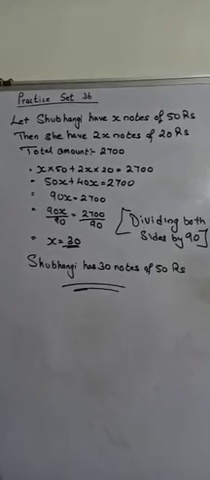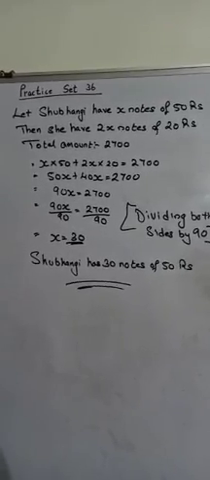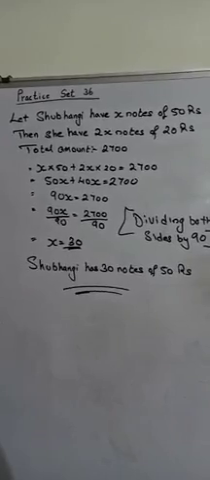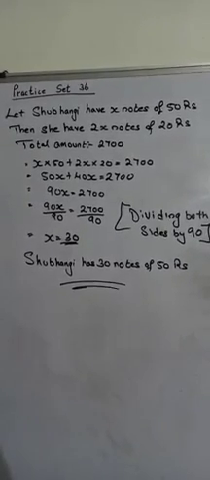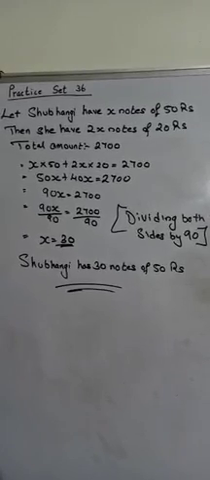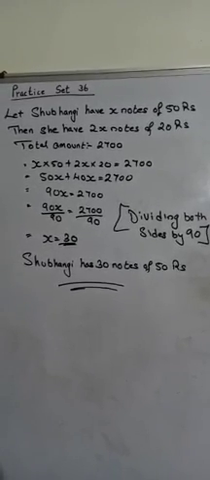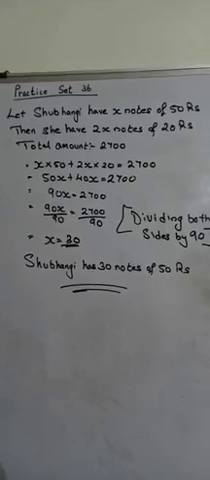Practice set 36, sum number 6. Shubhangi has twice as many 20 rupees notes as she has 50 rupees notes. Altogether she has 2700 rupees. How many 50 rupees notes does she have?